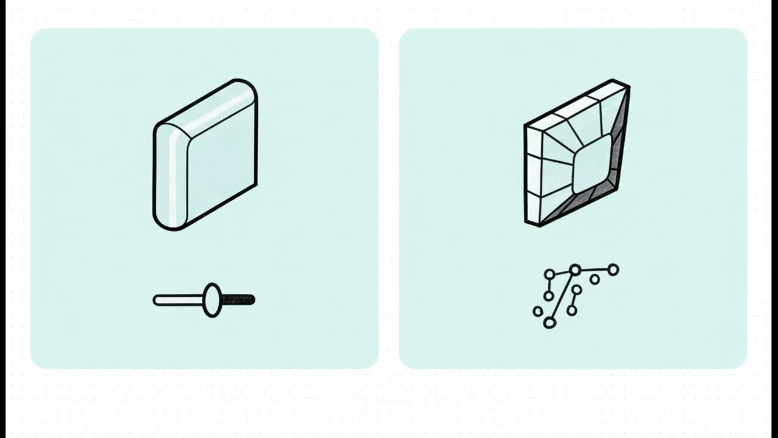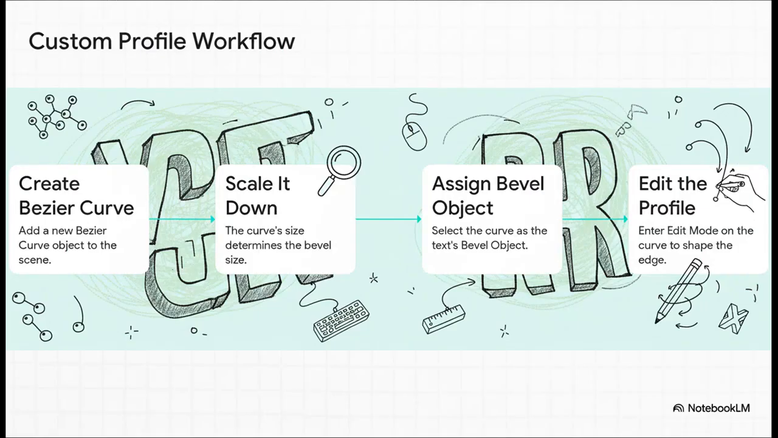Okay, look at the difference here in creative freedom. A standard bevel gives you a simple, uniform edge. It's fine, but a custom profile lets you design any shape you can possibly imagine for that edge. We're talking incredible professional-level detail. And the workflow for this is so simple. You just create a tiny little Bezier curve, you go to your text object and tell it to use that curve as its bevel object, and then you just start editing the shape of the curve to sculpt the edge of your text.